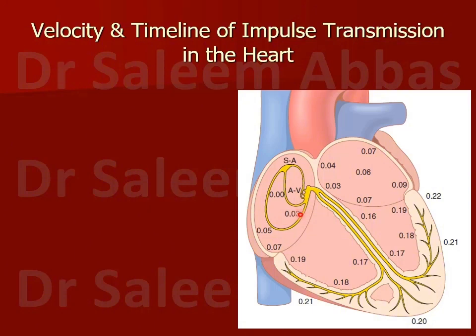Then the impulse is delayed in the AV node and the bundle of His, and by the time it enters the septum of the ventricles, 0.16 second has gone. So there is a delay of about 0.13 second in the AV node and the bundle of His. After about 0.16 second, it enters the interventricular septum.